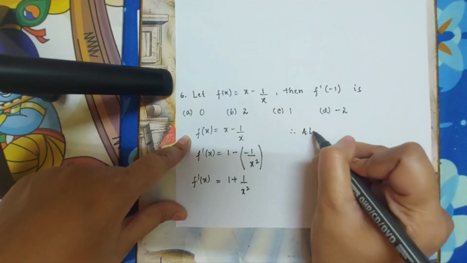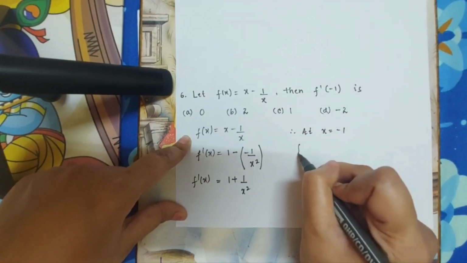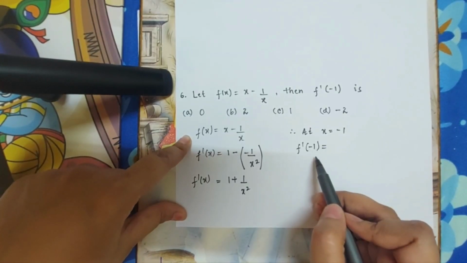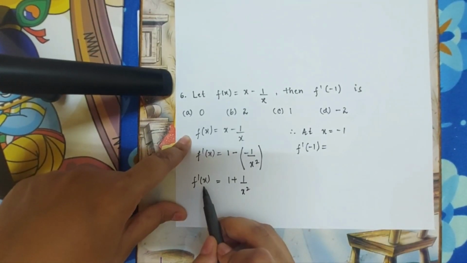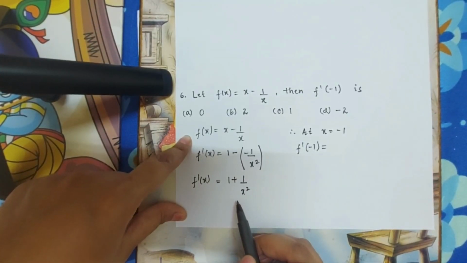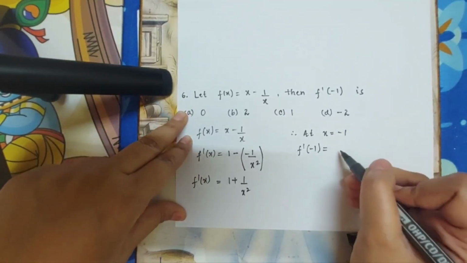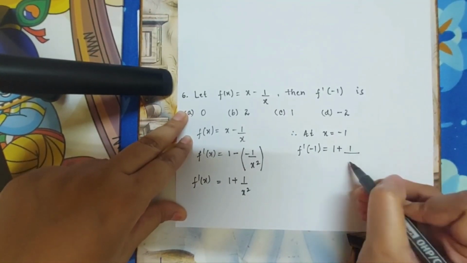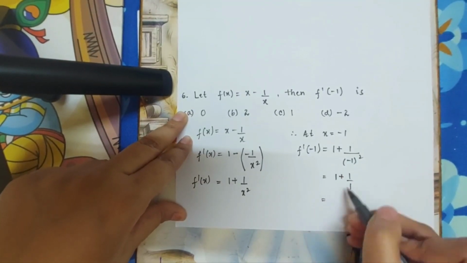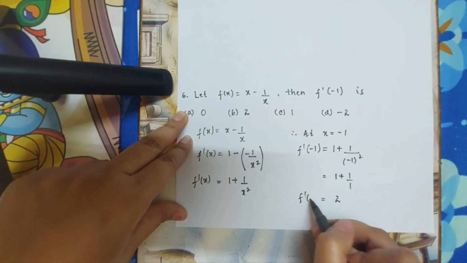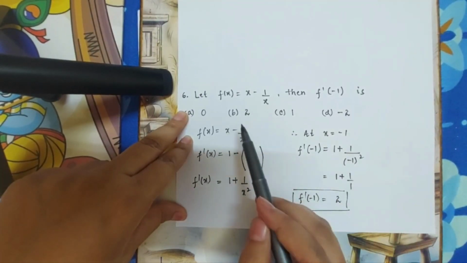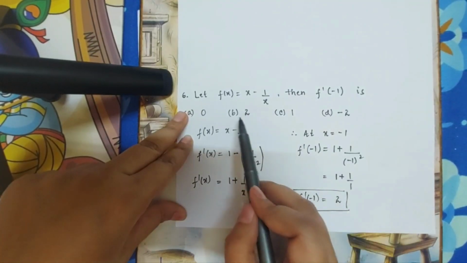Therefore at x is equal to minus 1, f dash of minus 1 will be equal to, now how do we get f dash of minus 1? We will be replacing x with minus 1. So wherever x is present, we will be substituting minus 1 there. So f dash of minus 1 will be equal to 1 plus 1 by minus 1 square. So this is 1 plus 1 by 1. So this will be equal to 2. So the value of f dash of minus 1 is equal to 2. Hence the option is B.